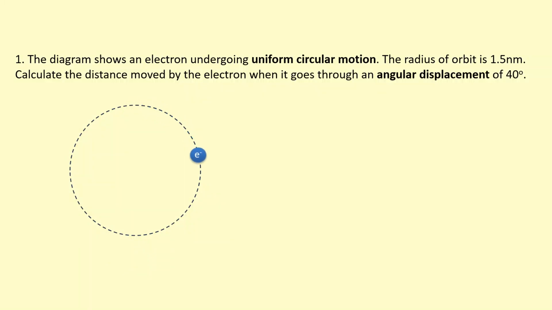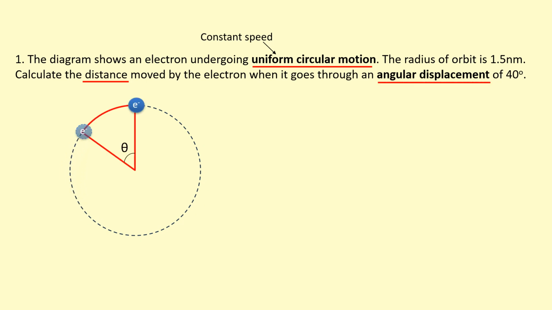Okay, the diagram shows an electron undergoing uniform circular motion. So uniform circular motion means it's moving around at a constant speed in a circle. The radius of the orbit is 1.5 nanometers. Calculate the distance moved by the electron when it goes through an angular displacement of 40 degrees.